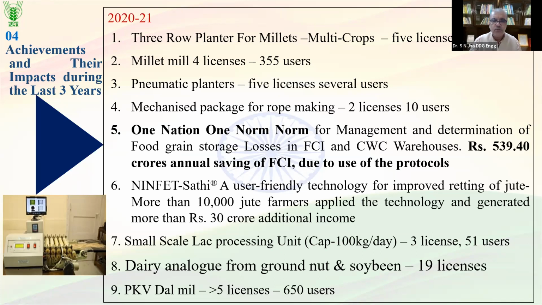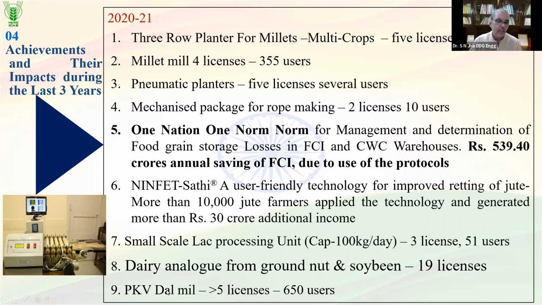More than 10,000 jute farmers have applied the technology and generated more than rupees 30 crore additional income because of that. A small scale processing unit, capacity of 100 kg, 3 licenses presently and 51 users, and dairy analog from groundnut and soybean. We have developed 19 licenses, small licenses are there, but 19.